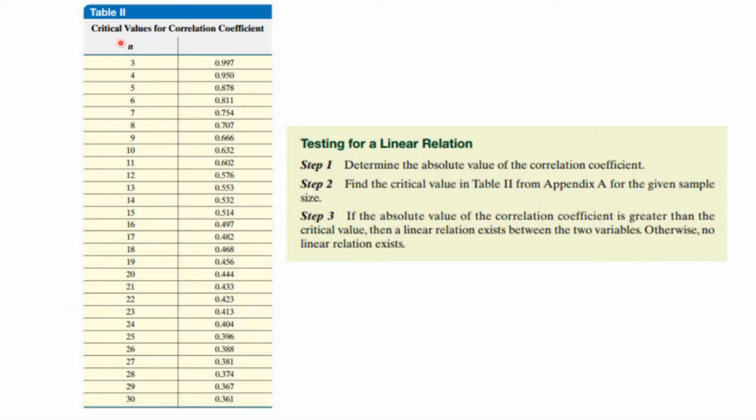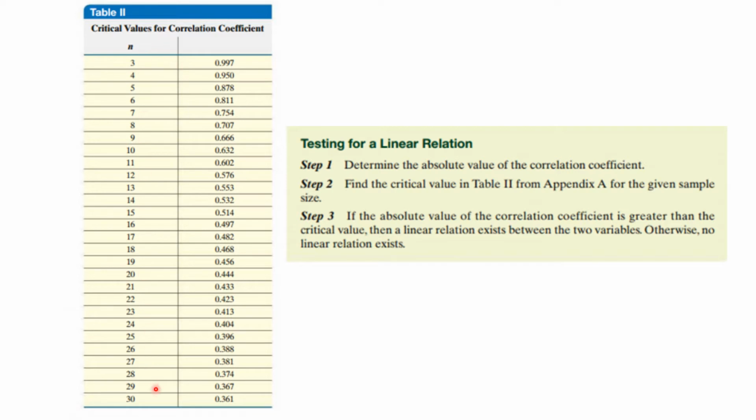This is what Table 2 looks like. In this column you have N, which is the sample size, and you see you go from a sample size of 3 all the way down to 30. Sample sizes of 1 and 2 don't make any sense because through one point you could have an infinite number of lines, and through 2 points there's only one line. But here you're finding the line of best fit.